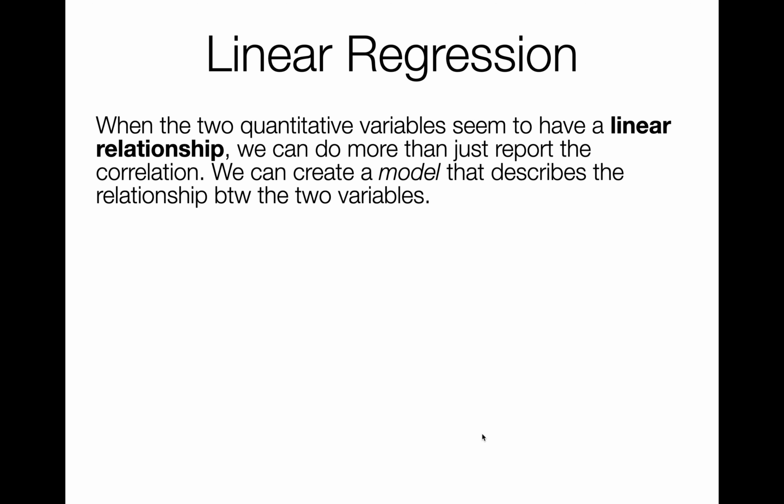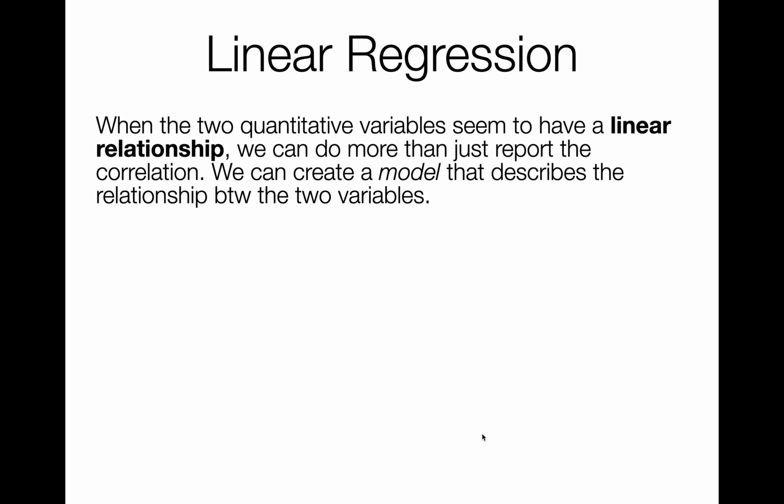Hello everyone. In this video, we're going to continue talking about association between two quantitative variables. So in the last video, we talked about how we can make a scatter plot to look at the data, and then we can describe the direction, the strength, and the shape of that graph.